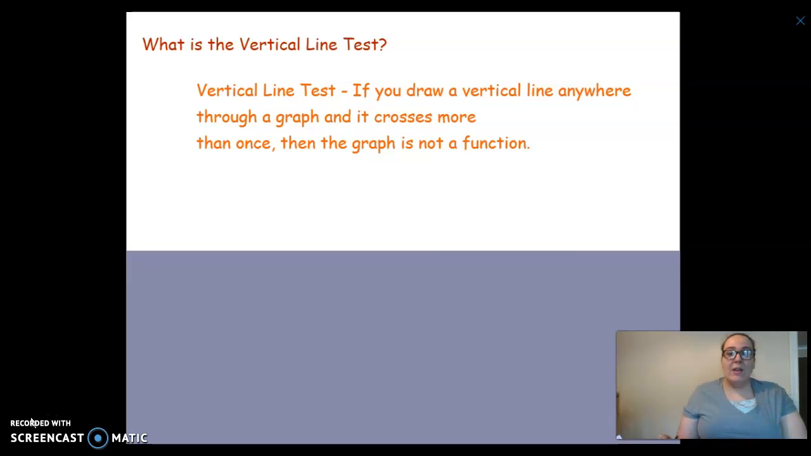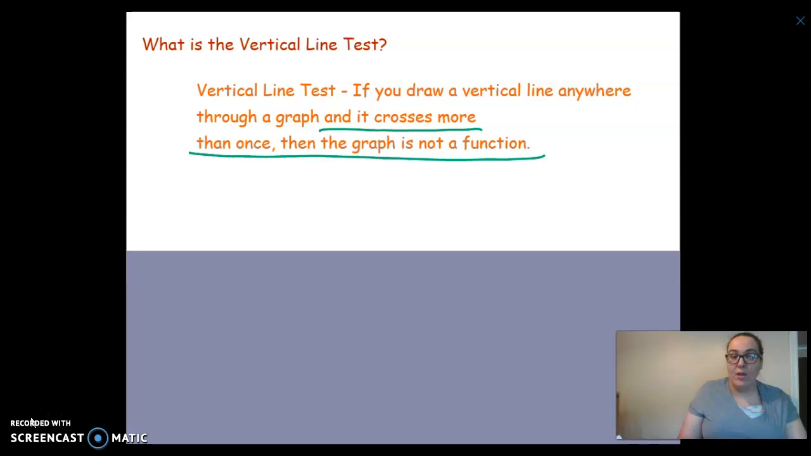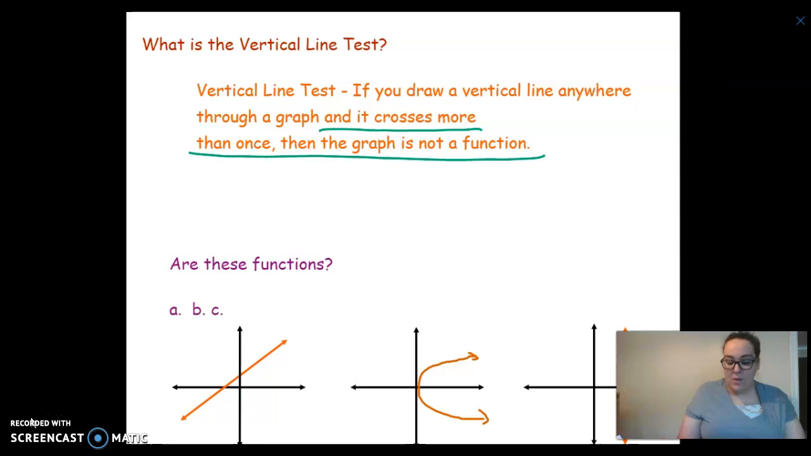If you draw a vertical line anywhere through a graph and it crosses more than once, then the graph is not a function. Okay, so if you draw a vertical line through a graph more than once, then the graph is not a function. And this one's actually pretty simple to do here. So pause, get that written down, and then play. And those are the graphs A, B, and C.